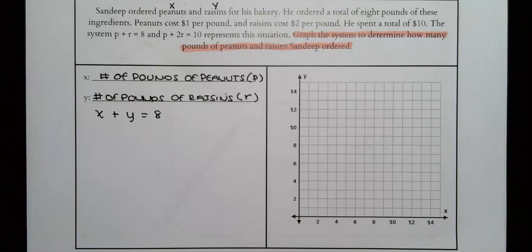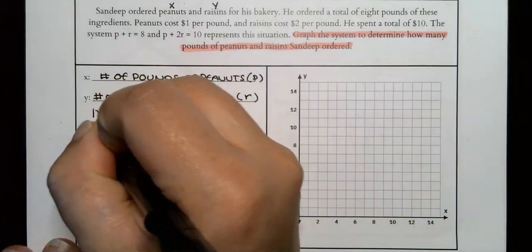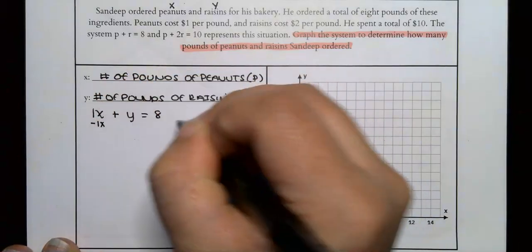All right, so as you can see, I put number of pounds of peanuts, which is P, for x, the number of pounds of raisins, which is R, for y. And then our first equation was written P plus R equals 8, so I wrote it as x plus y equals 8. The only thing we need to do here to solve for y is remove the x. And so this one looks like our standard form equations that we're used to dealing with.